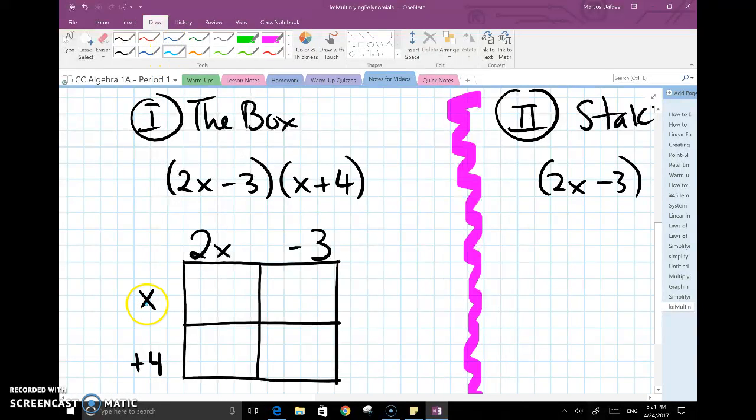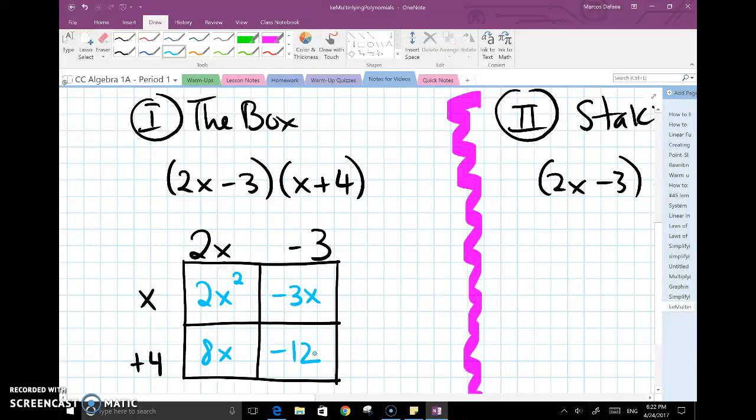So the way to fill it in is by simply multiplying. You take the x, multiply it with 2x, and here you would get 2x to the second power. Remember what happens when you multiply variables of the same kind: the exponents increase. So 2x squared. Then you take the x and multiply it with the negative 3. That would give you negative 3x. Now that's the first row. You go down to the second row and repeat the same process, but this time with the 4. So it would be 4 times 2x, which is 8x, and 4 times negative 3, which would be negative 12.